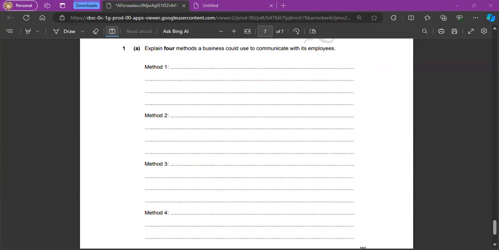Next with notice posters, you can put it in a place where everyone sees it, so it's more likely to be seen. But there's no chance of feedback. There's no guarantee that they've read it.